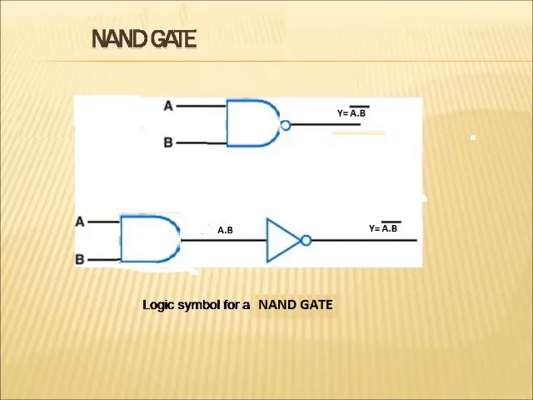In the second diagram, it is a simplified version where we represent an AND gate and a NOT gate separately. When we draw the diagram of a NAND gate, we use the first diagram, that is the combinational circuit. A and B are two input lines. It produces output Y is equal to A dot B the whole bar.